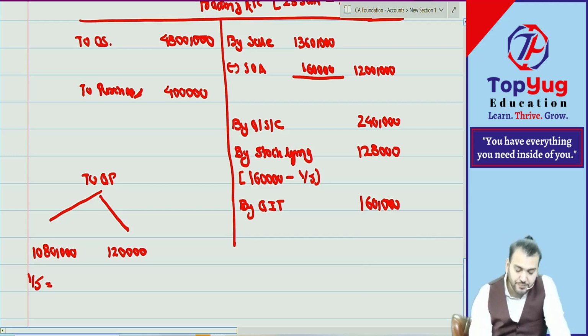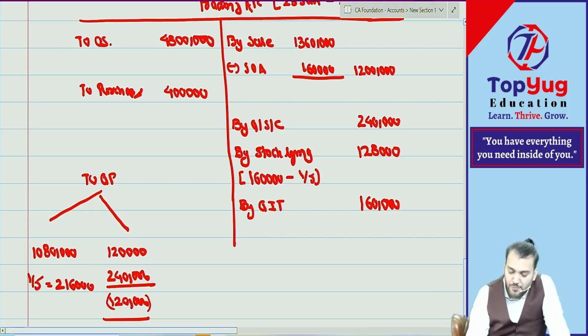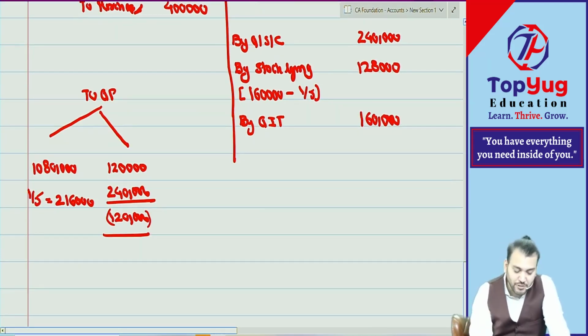1/5 is how much? 2 lakh 16,000. And what is the cost price of this 2 lakh? So what is the loss? Loss is 1 lakh 20,000. It means your net profit, means your net GP, is how much? 2 lakh 16,000 minus 1 lakh 20,000.